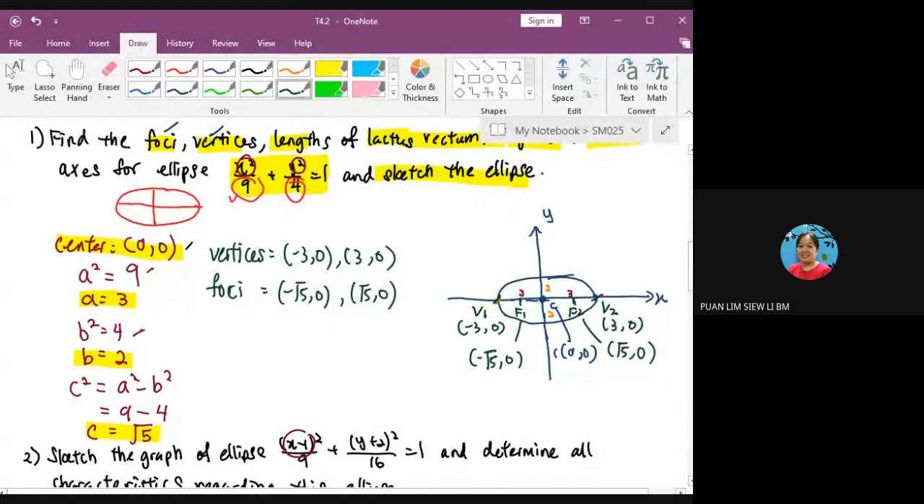Foci done, vertices done. Next, the length of the latus rectum. The latus rectum is vertical, so it is 2B square over A. What is B square? 2 times 4 over 3, so we get 8 over 3. So the latus rectum is answered.